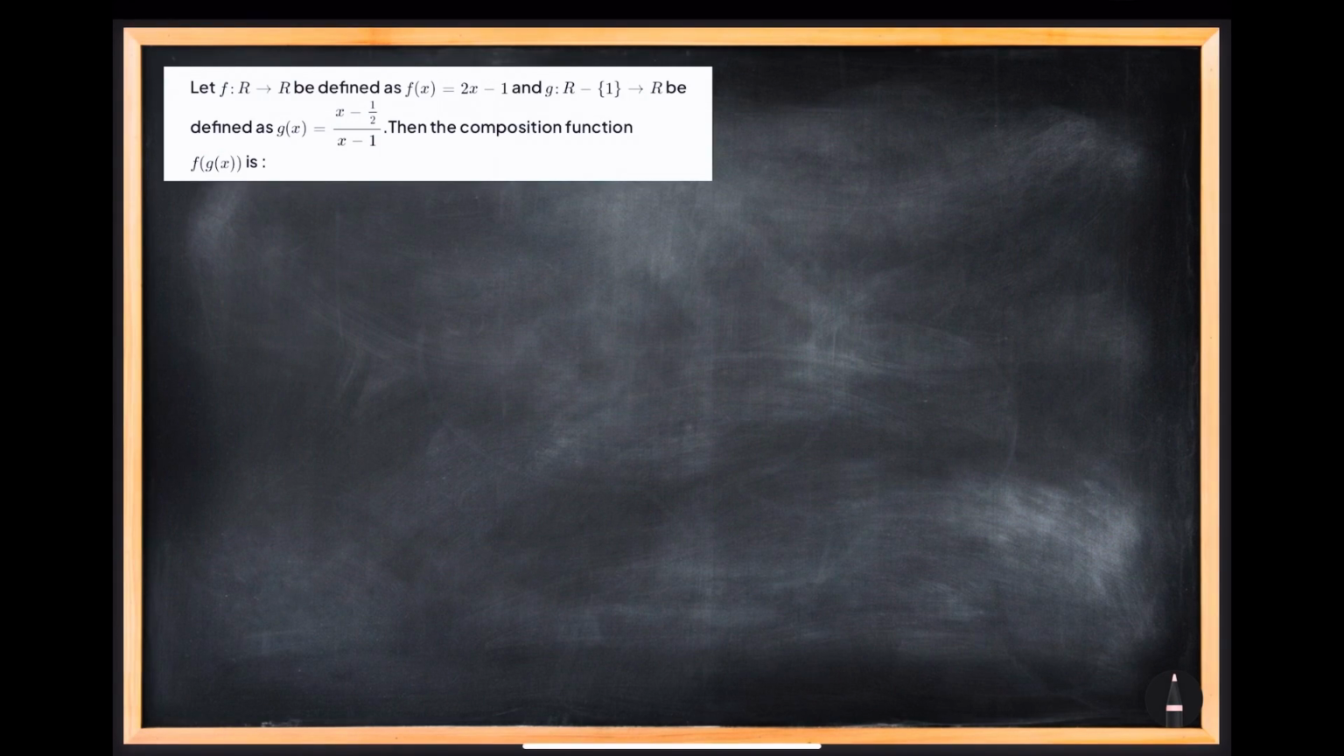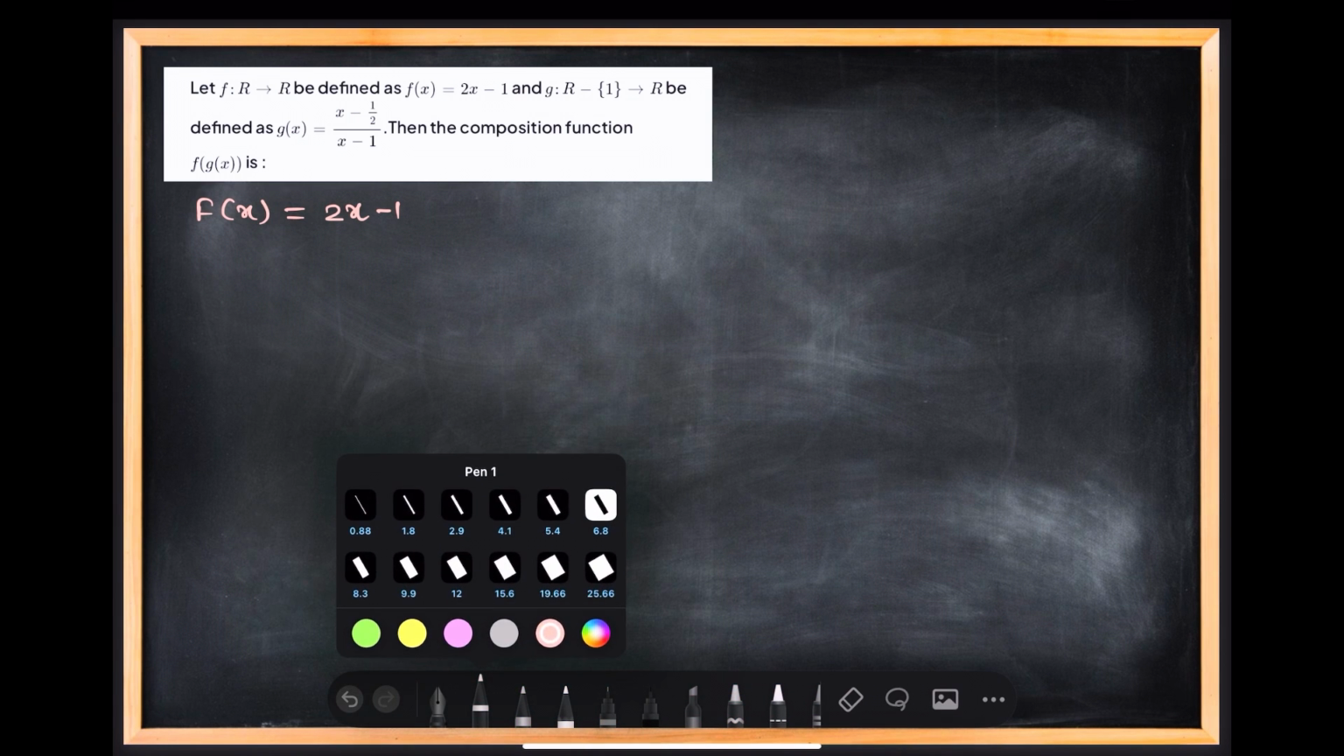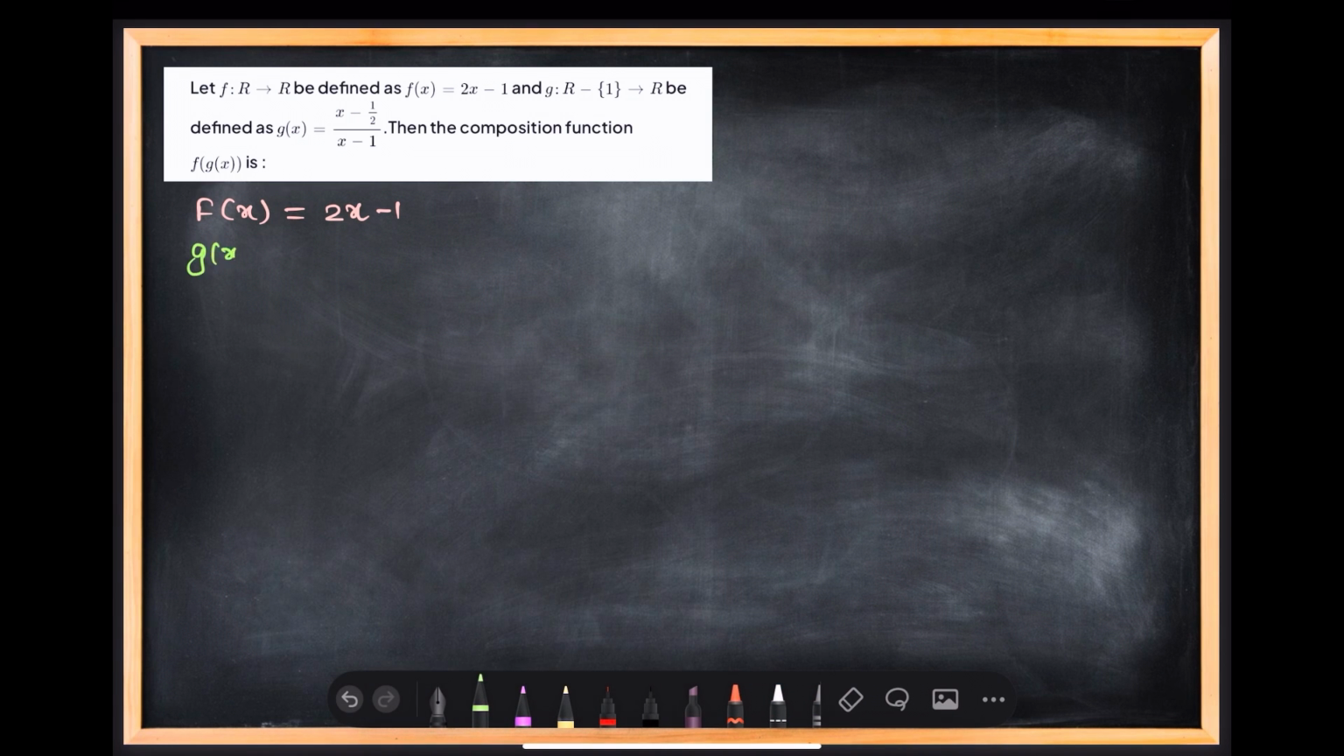So we got this situation to handle. Let f defined from R to R be defined as f of x is this. So we got our f of x as 2x minus 1. Okay, and g of x is defined from R minus 1 to R by g of x as this. So g of x is x minus 1 by 2 upon x minus 1.